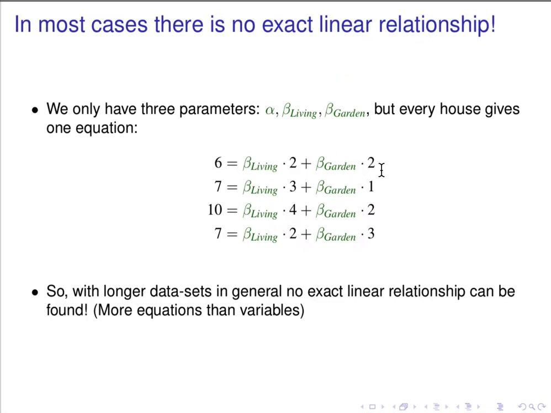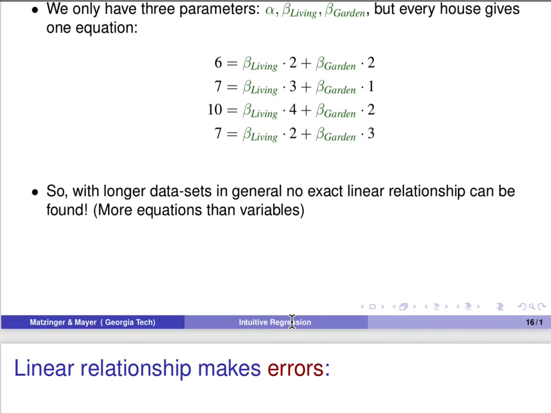Note that if you wanted an exact linear relationship, each house would lead to an equation, and, well, I forgot the alpha here, and you have fewer parameters than equations. In a real data set, you wouldn't have 4 houses, but maybe hundreds, maybe thousands. So there's no way to find an exact relationship, except if you have many features. So with longer data sets in general, no exact linear relationship can be found, since there are more equations than variables.